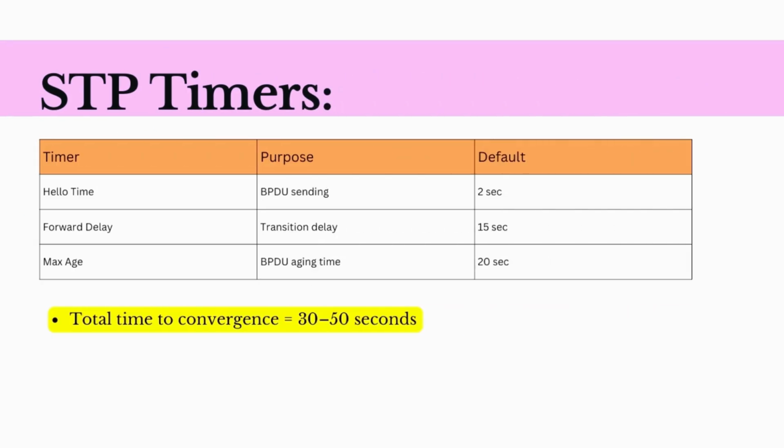STP timers. The hello timer default is 2 seconds and it sends BPDUs. Forward delay, which is a transitional delay, takes 15 seconds. The maximum age is the BPDU aging time, which is 20 seconds. So the total convergence time of STP is about 30 to 50 seconds.